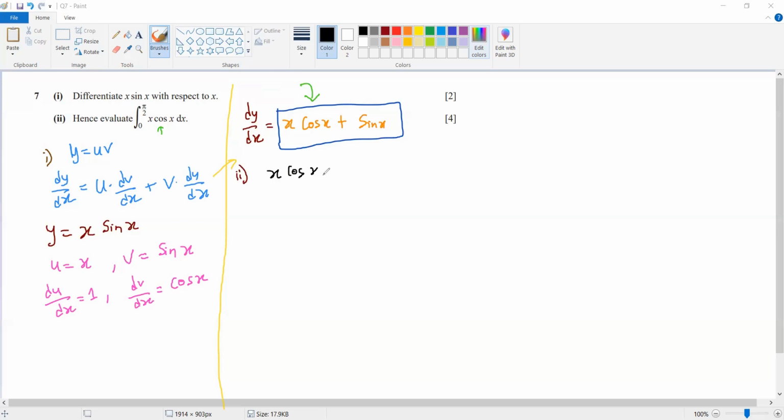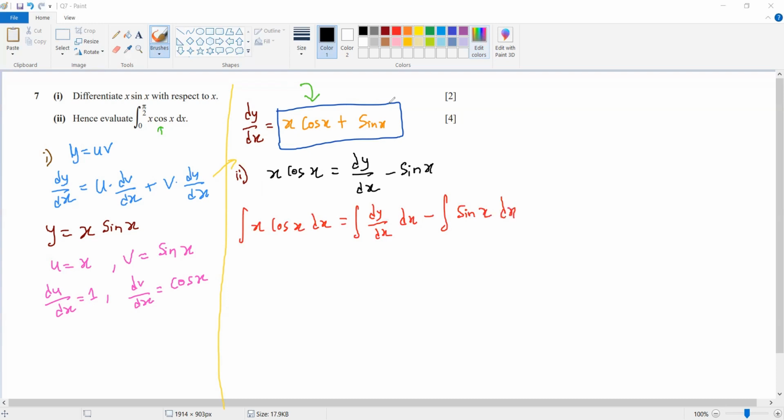So x cos x, making that the subject, equals dy/dx, but the y, I'm just going to substitute back as this thing. So dy/dx first. Cancel, minus sin x. When you integrate something in dx like that, you integrate each term. It means the integral of x cos x dx equals the integration of dy/dx against dx minus the integration of sin x dx.